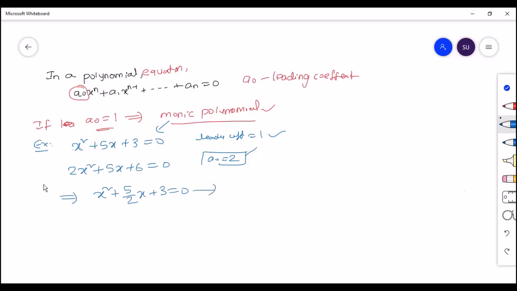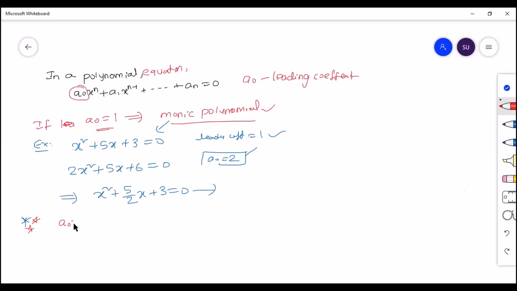So why do we need to learn about monic polynomials? We have to solve many of the problems by using the monic polynomial concept. It is very easy to solve the problems. Please remember this one, everyone. This is a very, very important point.